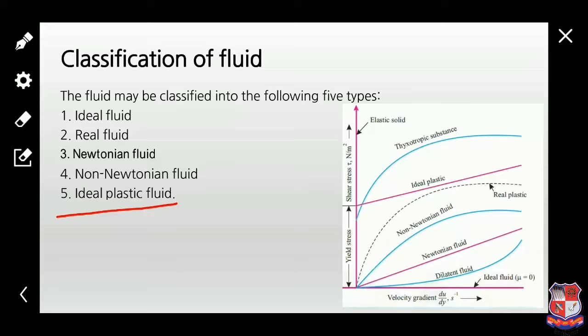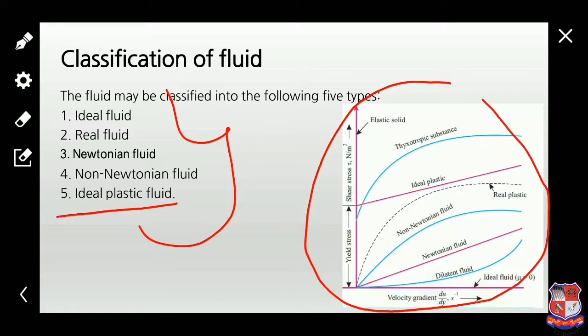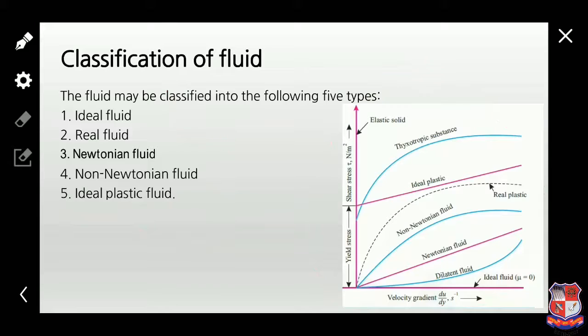Okay, now all fluids' behavior we can easily study by the shear stress versus shear strain diagram or graph. Here in this figure, all fluids' shear stress versus shear strain diagrams are combined together in one figure. So we can easily study all types of fluid and differentiate all fluids and their properties. Okay, so let's start more discussion about these 5 categories of fluid.